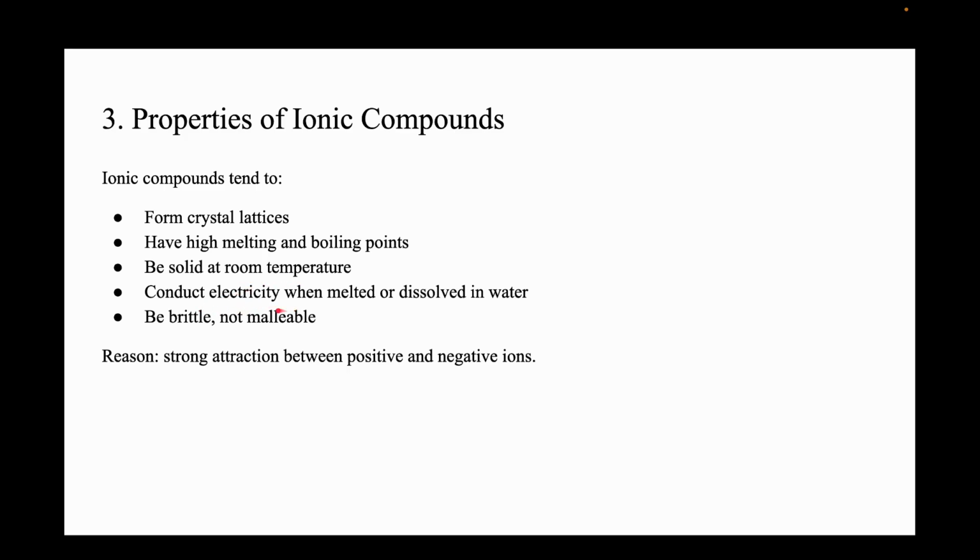And if it is dissolved in water, we all have dissolved salt in water before, that's when it can conduct electricity because the ions are no longer confined to a solid structure. Electricity can be transferred through these ions, and they can be brittle but not malleable. So this all happens because ionic compounds have strong attraction between positive and negative ions. So this is just what you'll have to remember about ionic compounds.